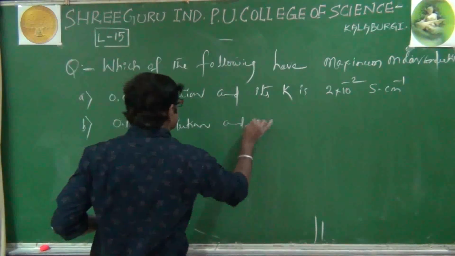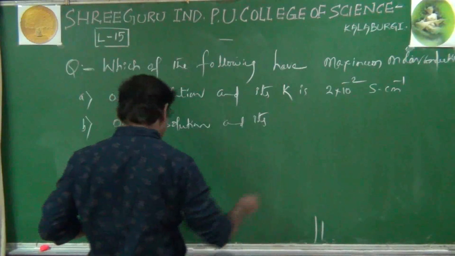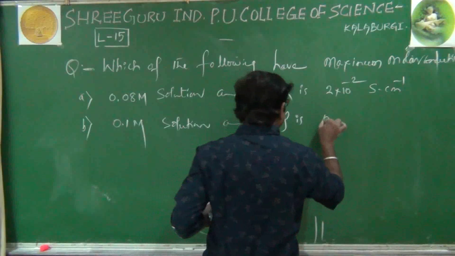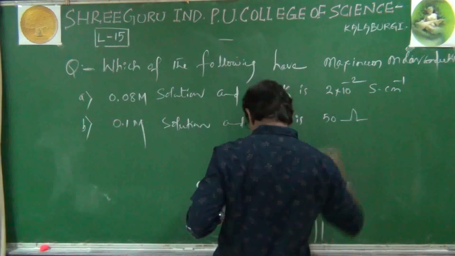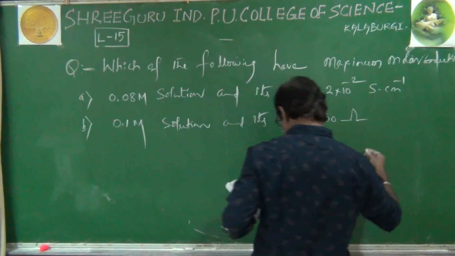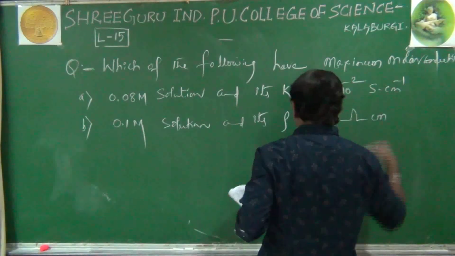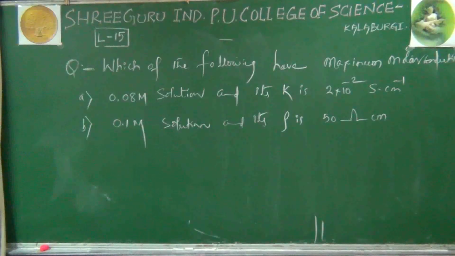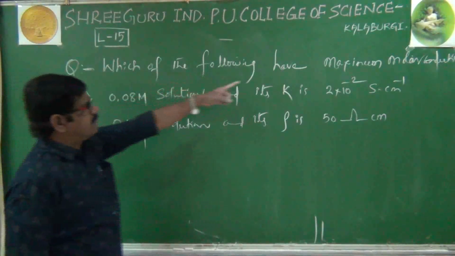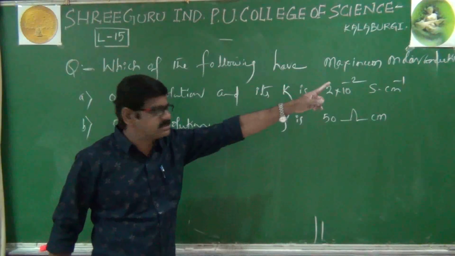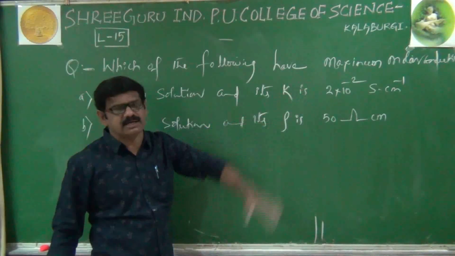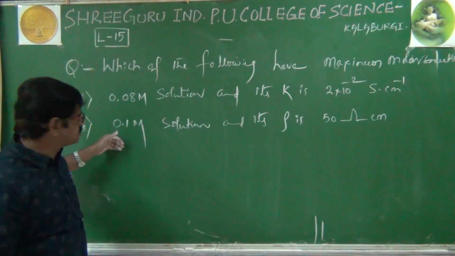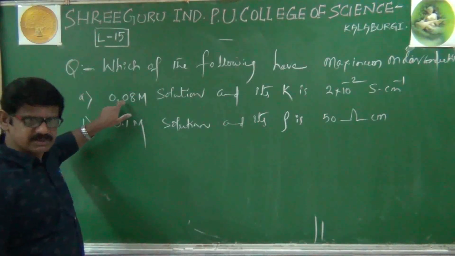And B, second question: 0.1 molar solution and its rho is 50 ohm centimeters. Right, this is the question. What is it asking? Which of the following have maximum molar conductance? Maximum molar conductivity. We have to calculate that for question number 1 as well as question number 2. First we will solve this one, A.